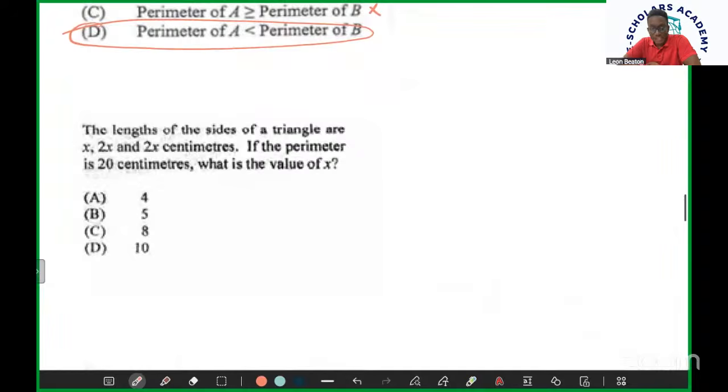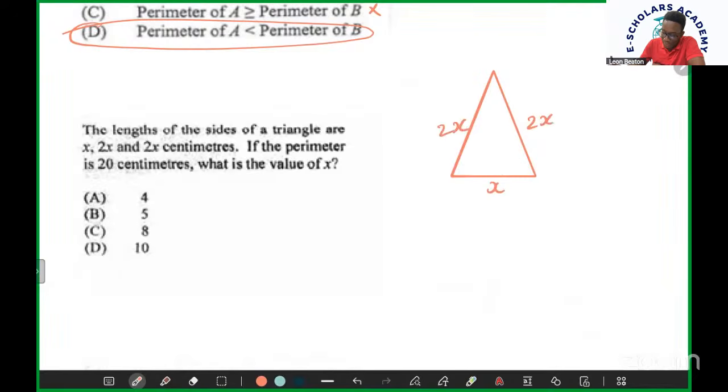The lengths of the sides of a triangle are x, 2x, and 2x. If the perimeter is 20 cm, what is the value of x? So once again, we know perimeter, we just add up all of the sides. When you add this side and this side, you get the perimeter, which is 20. I'll leave out the cm for now, so I can add 2x plus 2x plus x, and that should give me a perimeter of 20.